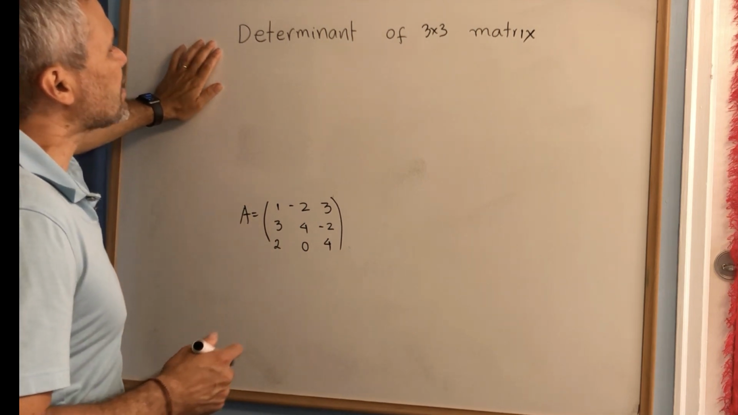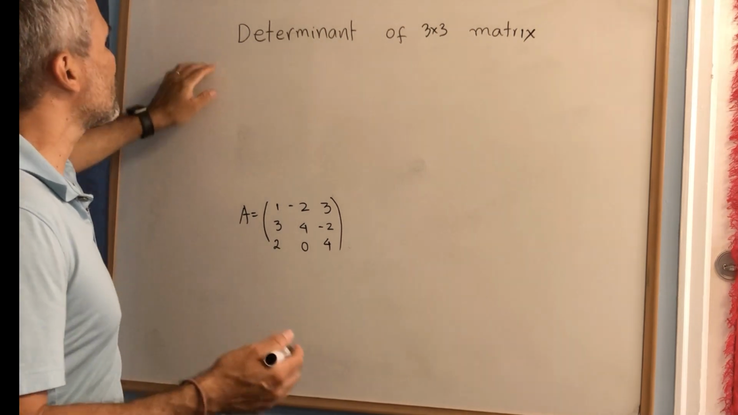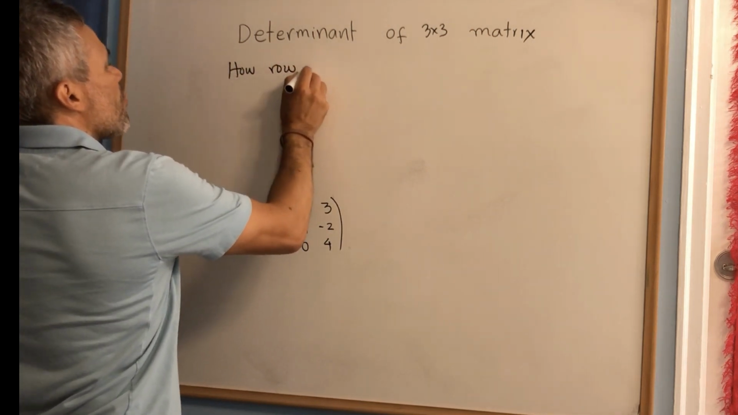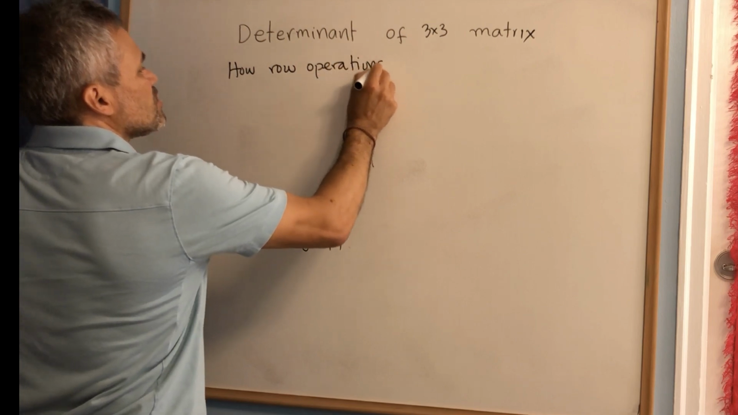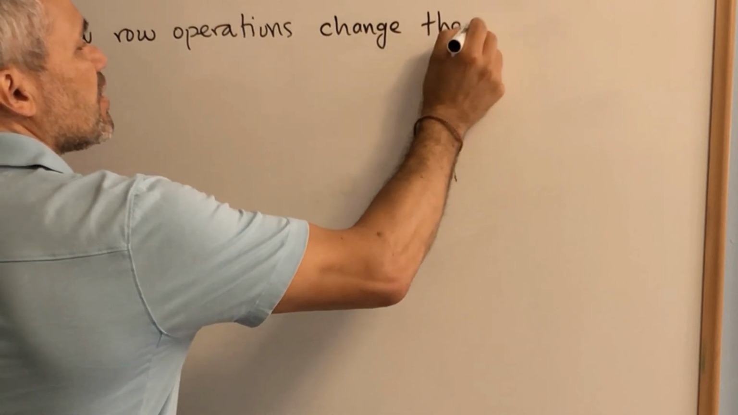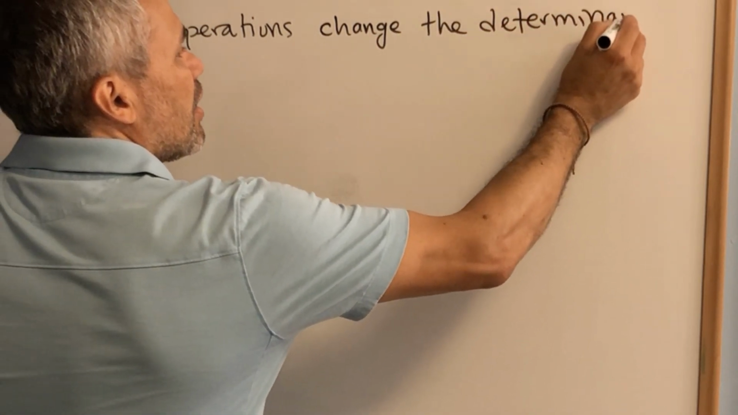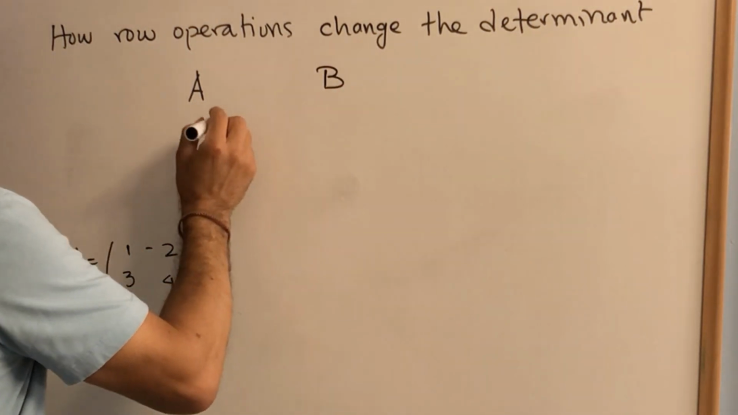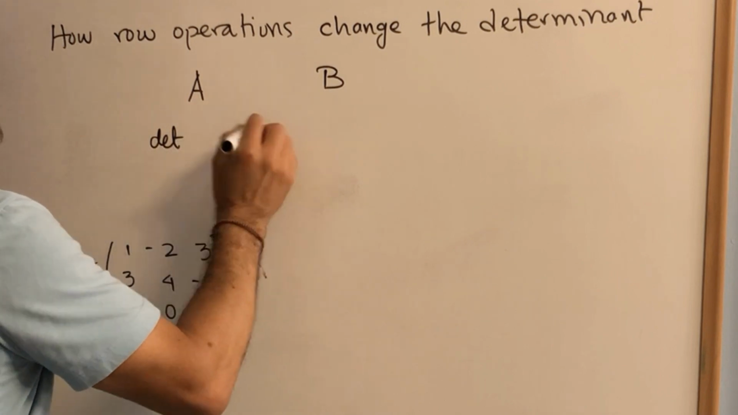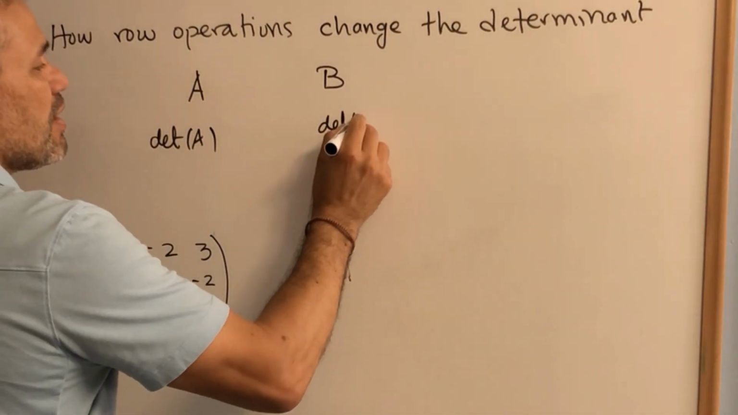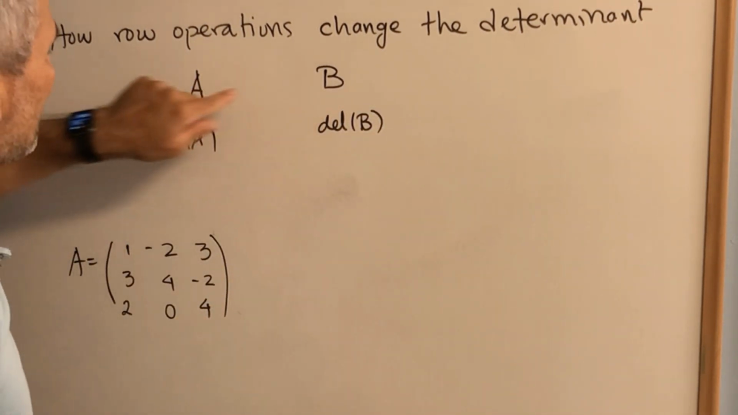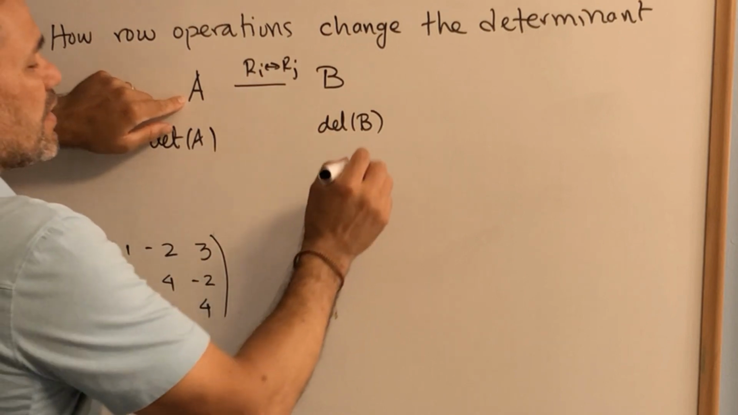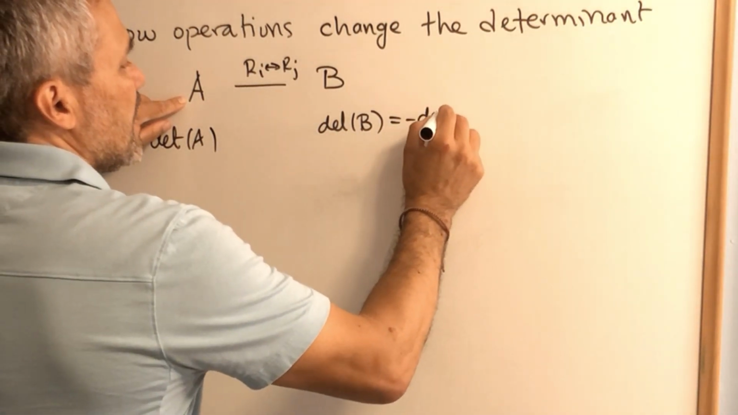Now we're going to emphasize what happened with the determinant of a matrix when we do a row operation. Let me just say how row operations change the determinant. If you have a matrix A and then you get a matrix B, this is the determinant of A and this is the determinant of B. If B is obtained from A by changing two rows, then the determinant of B is equal to the negative of the determinant of A.